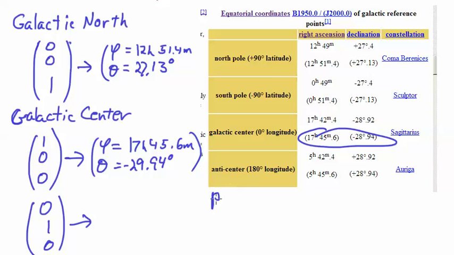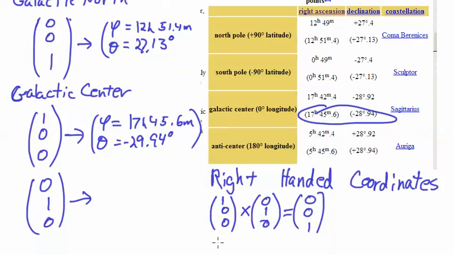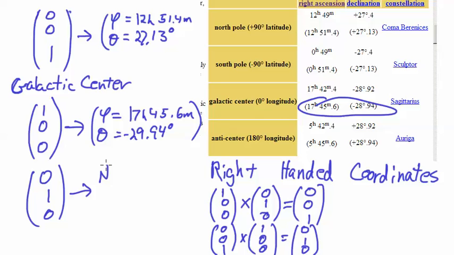really what we know is we want right-handed coordinates. So in a right-handed coordinate system, if you take the cross product of 1, 0, 0 and 0, 1, 0, you will get 0, 0, 1. But also, if you take 0, 0, 1 cross 1, 0, 0, you will get 0, 1, 0. So that's the requirement we need to implement here, that north crossed with center is equal to the 0, 1, 0 vector.